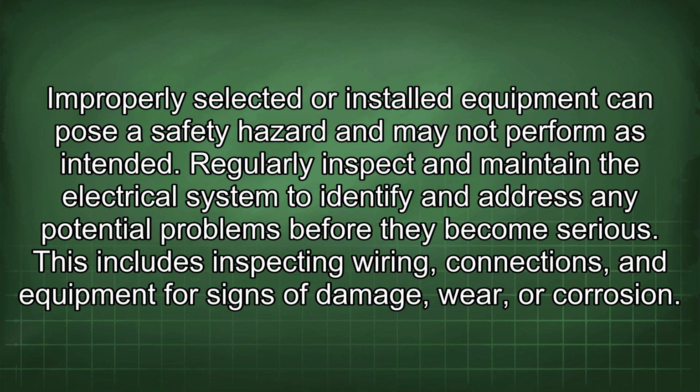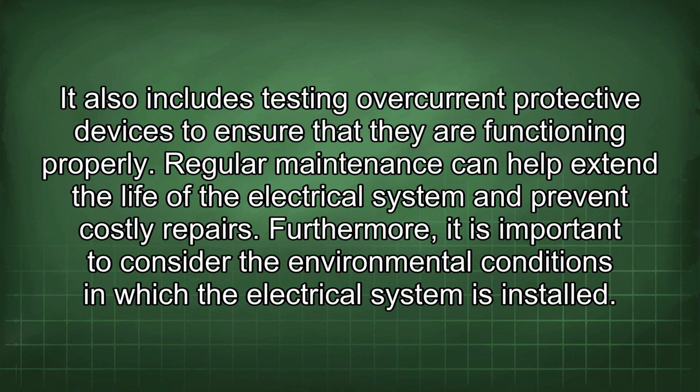Regularly inspect and maintain the electrical system to identify and address any potential problems before they become serious. This includes inspecting wiring, connections, and equipment for signs of damage, wear, or corrosion. It also includes testing of overcurrent protective devices to ensure that they are functioning properly. Regular maintenance can help extend the life of the electrical system and prevent costly repairs.